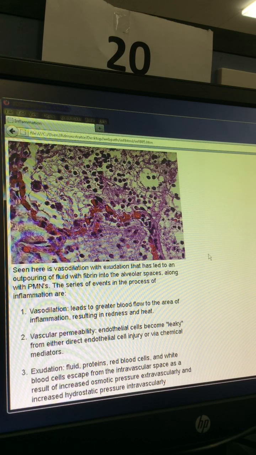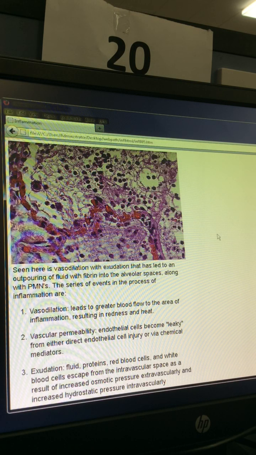The other process will be the vascular permeability. As we know, the blood vessels are lined by what? Endothelial cells. So there will be leakage between them that enhances the content of the blood vessels to go out to the extravascular spaces. Or there will be endothelial cell injury by what? By the chemical mediator.